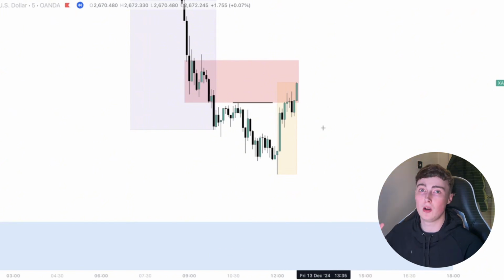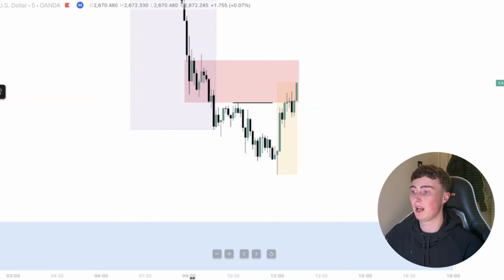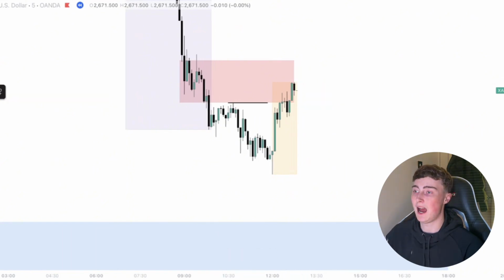So all we're looking for is a switch in order flow. So this bullish order flow here, we're looking for that to switch, and then we can enter off of any of the bearish PD arrays that form towards that target. Okay, so let's play this out a little bit and see how it unfolds.